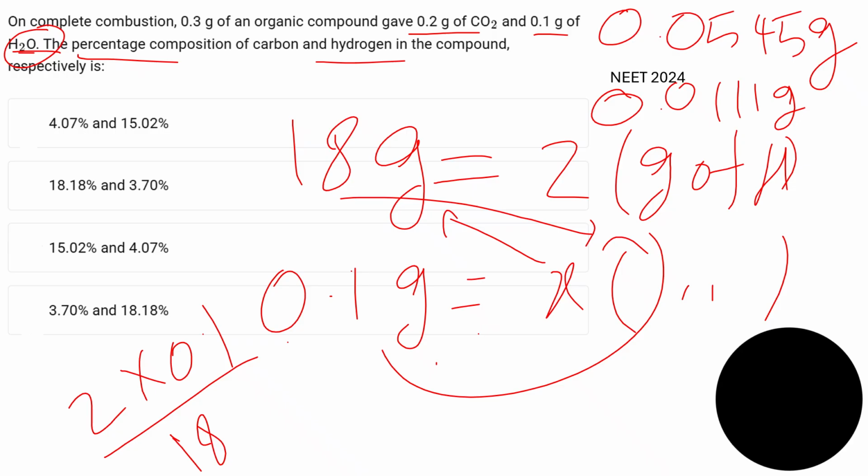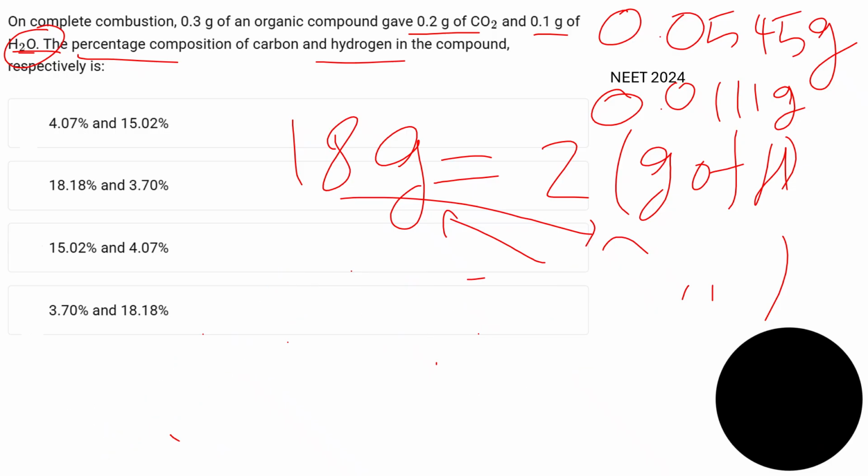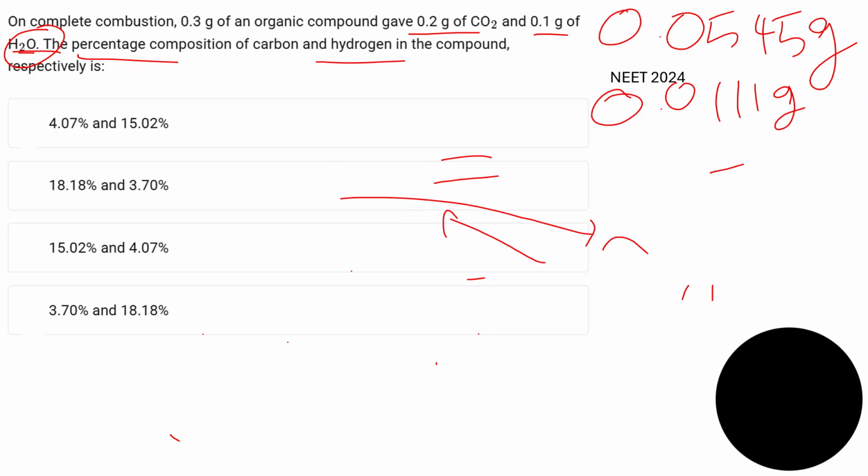We found the gram of carbon present in 0.2 gram of carbon dioxide and the gram of hydrogen in 0.1 gram of water. Let's convert this into percentage. To convert into percentage, there is only one formula: lower weight divided by higher weight, which is simple.